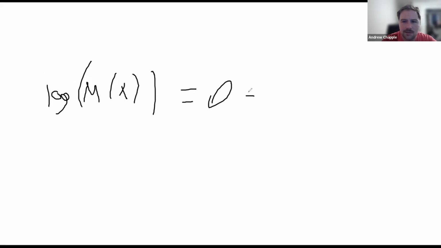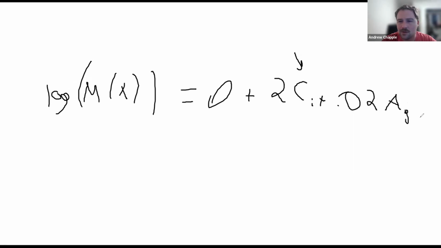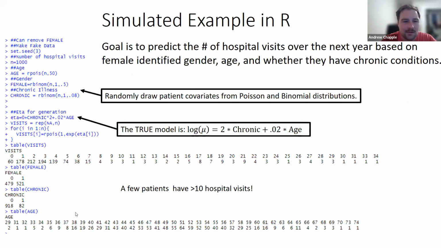So the true model, log of mu of x, is equal to a 0 plus 2 times the chronic condition, yes or no, do they have a chronic condition, plus 0.02 times their age. So that means whether or not their gender has no impact. You can see the coefficient for gender here equals 0. I'm simulating that data. This is the data I get.